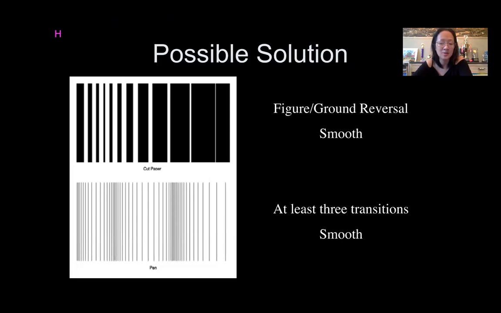Possible solutions are just like these examples. You can create figure and ground reversal, which is smooth. You can create at least three transitions, that's smooth.